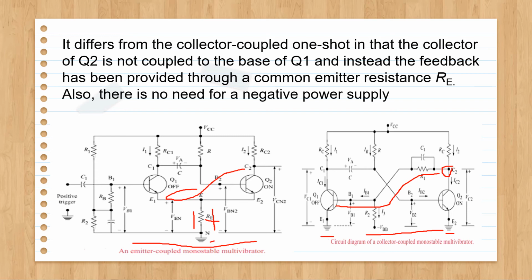One more difference is that in the collector coupled circuit, the base of the transistor Q1 is connected to the minus VBB power supply. Here, the base of the transistor Q1 is connected to some external triggering signal. So there is no need for a negative power supply in the emitter coupled monostable multivibrator. These are the basic differences between the collector coupled and the emitter coupled monostable multivibrator.